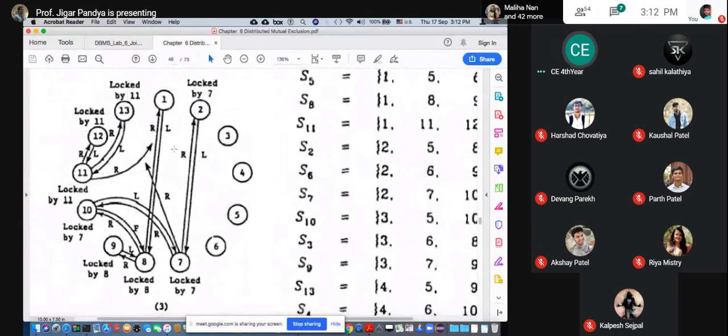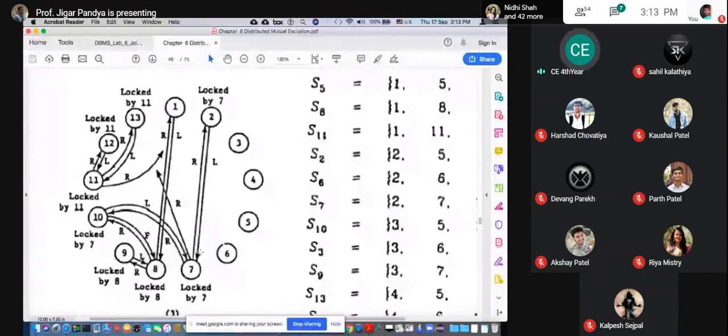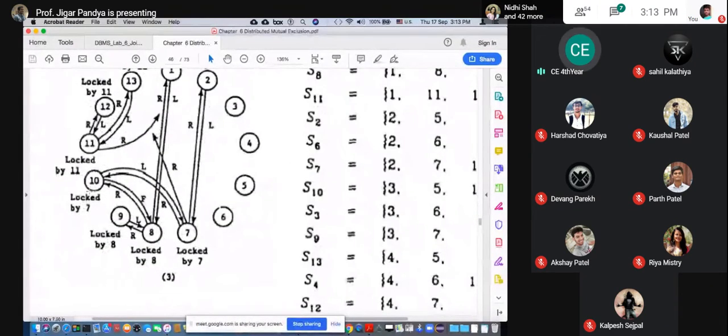What happened here? Something else increased. First we saw site 11, we saw site 7, and now who is requesting? Site number 10. Yes or no? So site number 10 requested 7.